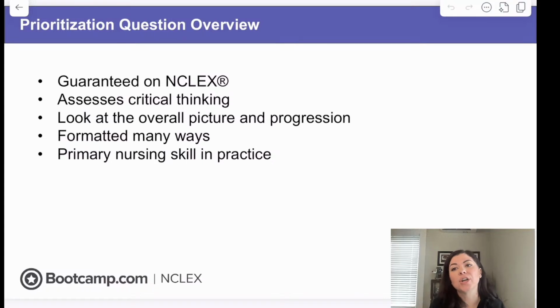Also, I want you to know that prioritization questions are formatted many different ways. You may be asked to identify the highest priority or the most sick client, or you may even be asked to identify the least sick or the lowest priority client. So it's always very important to pay close attention to what the question is asking you. And I just want to remind you that priority setting is a skill that you're going to use every day in practice.